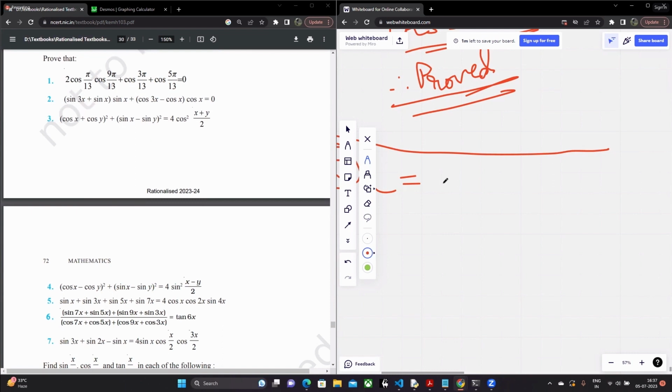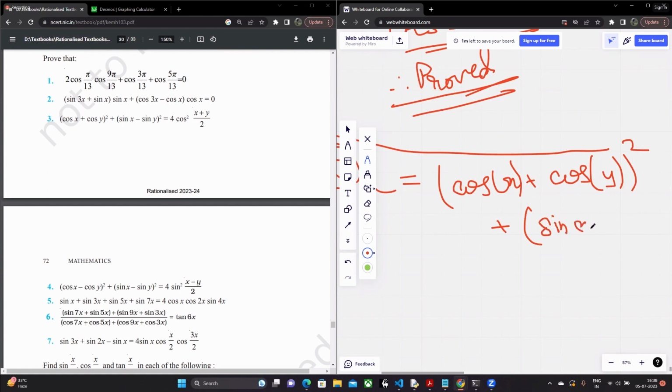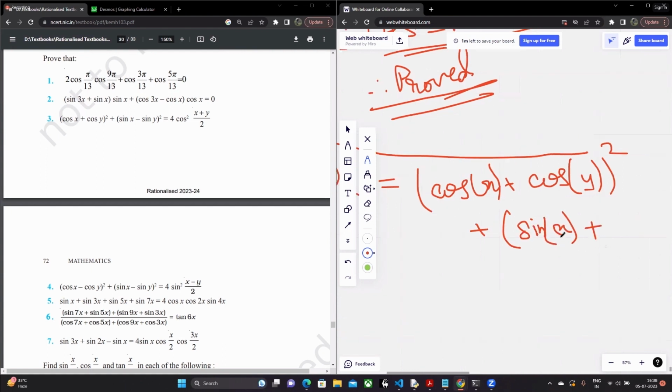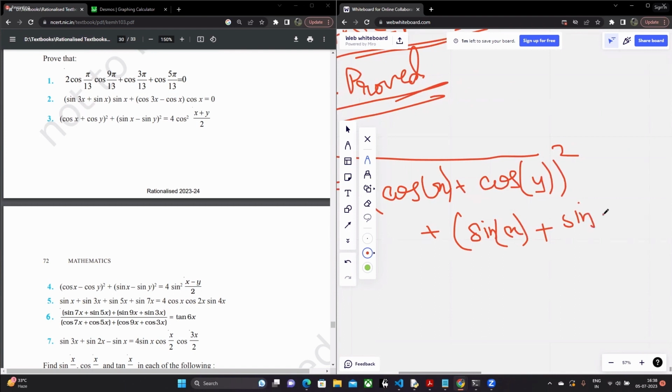So L is equal to cos x plus cos y the whole square plus sine of x plus sine of y the whole square.